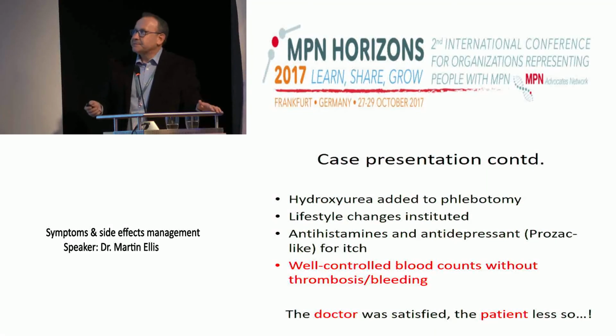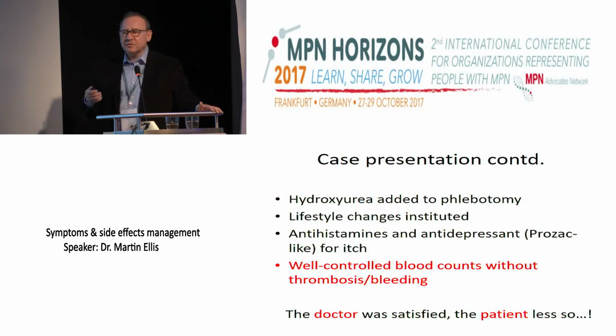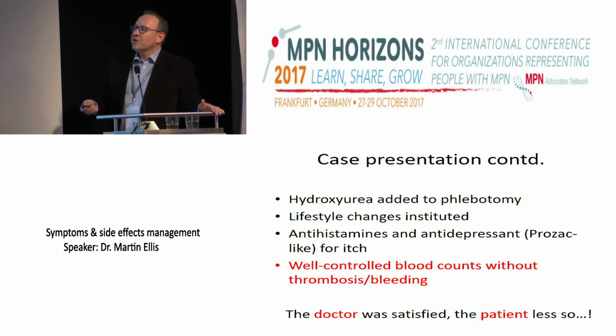So back to our case. At this point, after about 4 or so years, he's very proliferative. He needed hydroxyurea added to his phlebotomy. He was having phlebotomies like every 10 days. It was unacceptable to him. He made these lifestyle changes that I suggested to him. We tried some drug therapy for his itch.